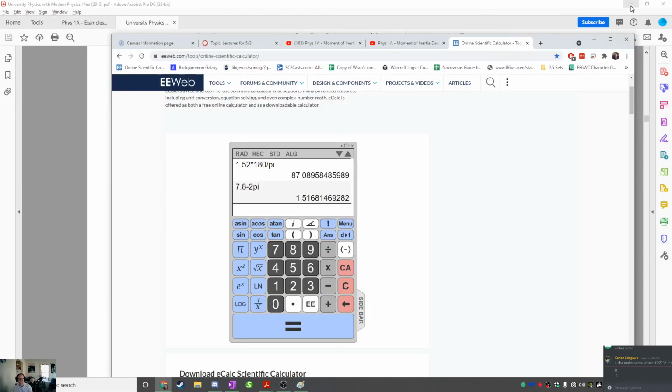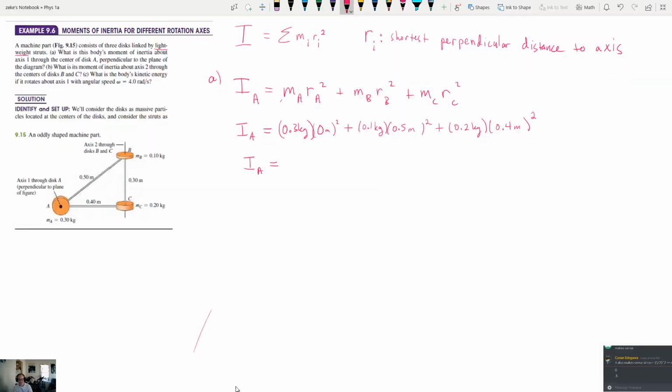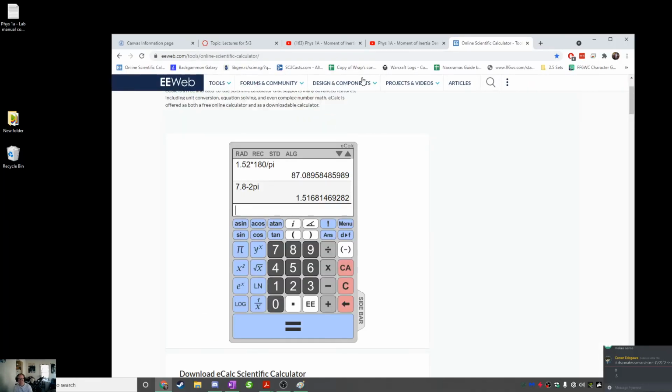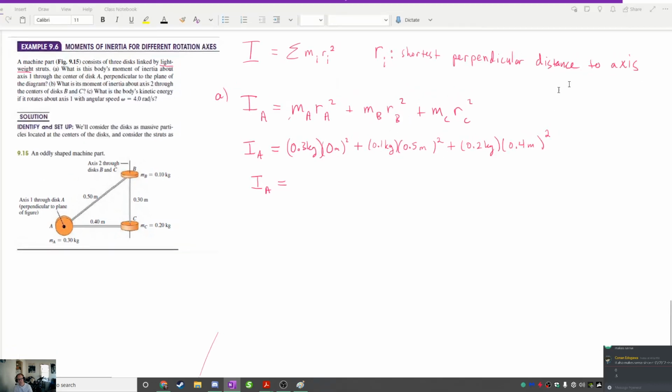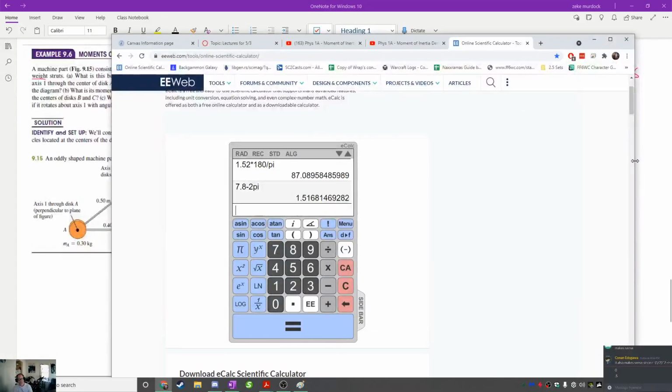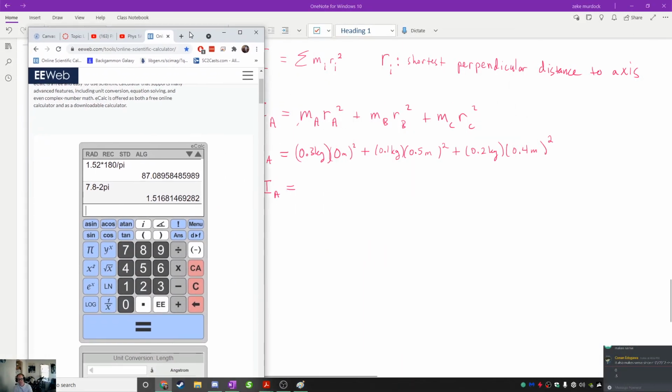scientific calculator for this. Minimize this. Not that. Oh, it won't let me. I have to go out of full screen mode, right? Okay. So, all right. So that's the calculation we want to do.